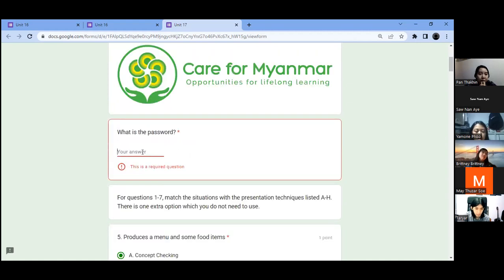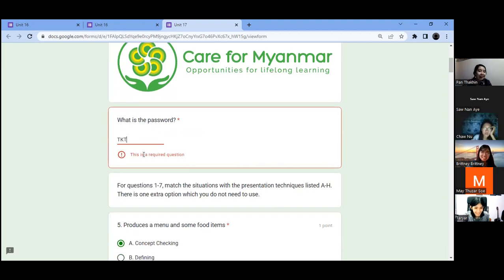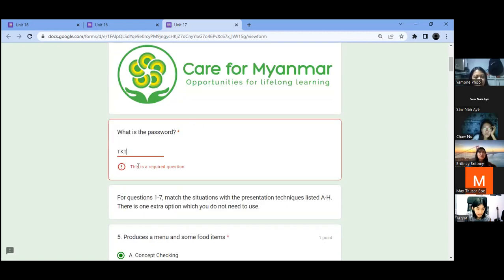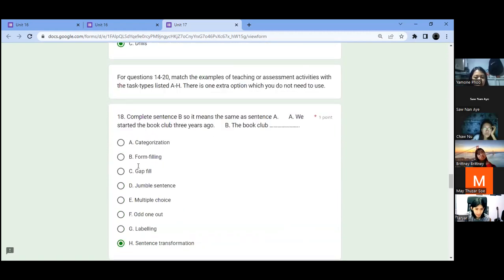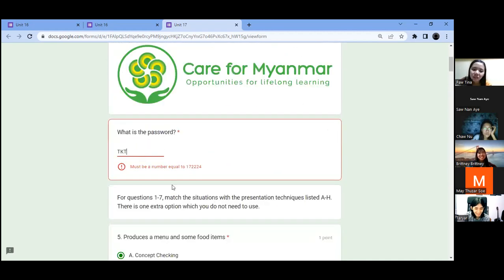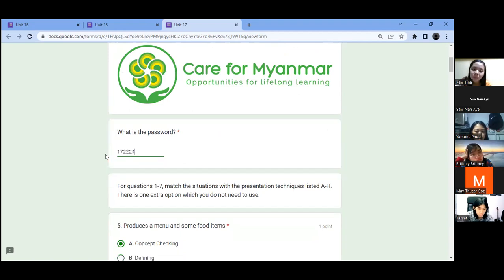Oh, we have 4 pages. What's the password? What do you mean? TKT? You mean the password of my Gmail? No, I'm not. 172224. Okay.